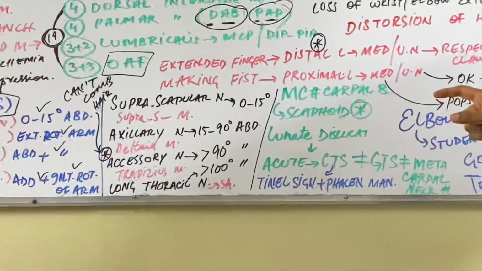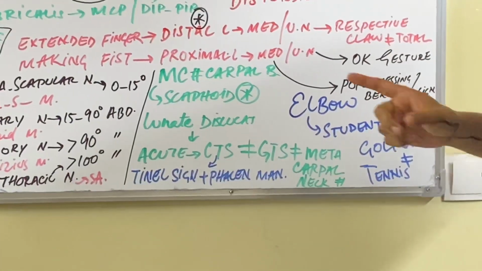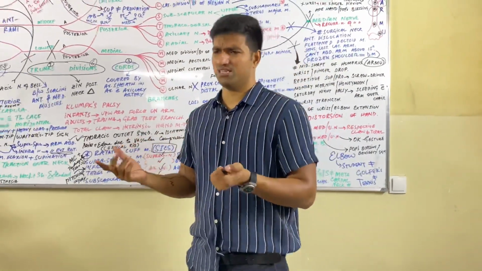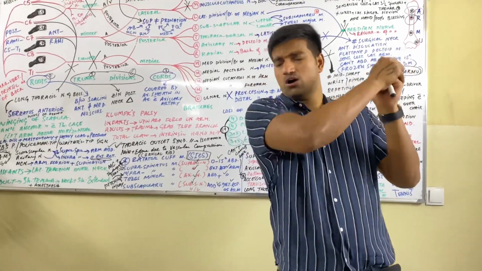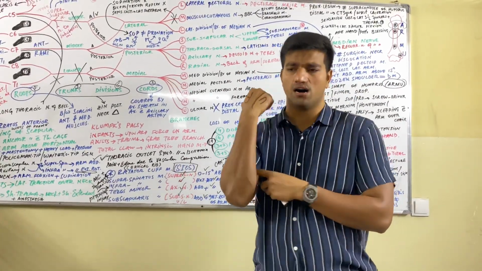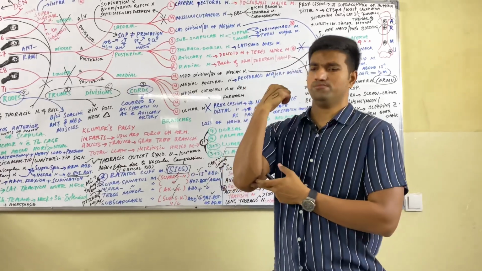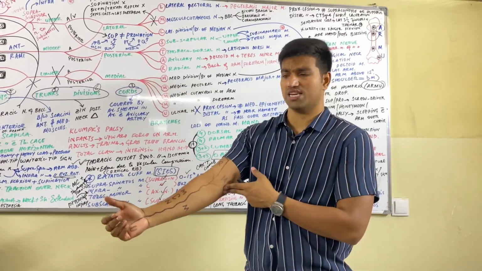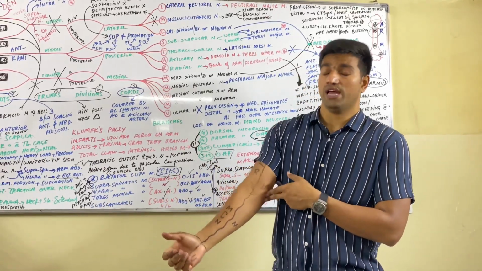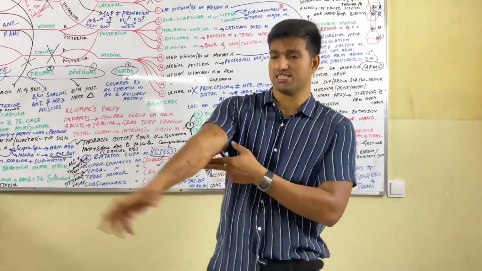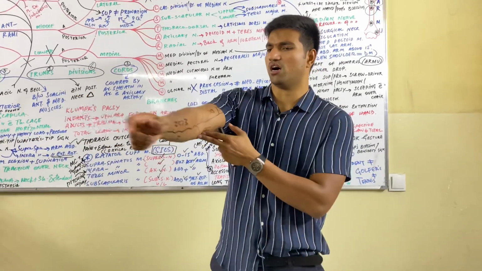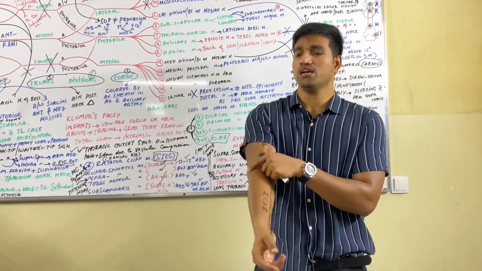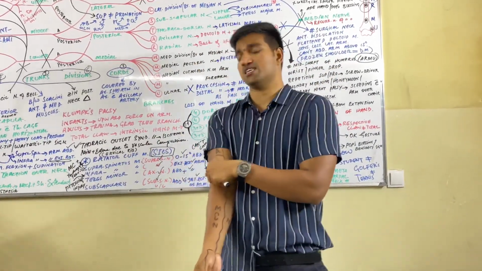Then lastly we have three types of elbow: student's elbow, golfer's elbow, and tennis elbow. Golfer's elbow: due to the forehand shot or repetitive flexion at the arm, there will be pain around the medial epicondyle of the humerus. That is called golfer's elbow. And what is tennis elbow? Due to repetitive extension or the backhand shot while playing tennis, there will be pain or inflammation near the lateral epicondyle of the humerus. That is called tennis elbow.